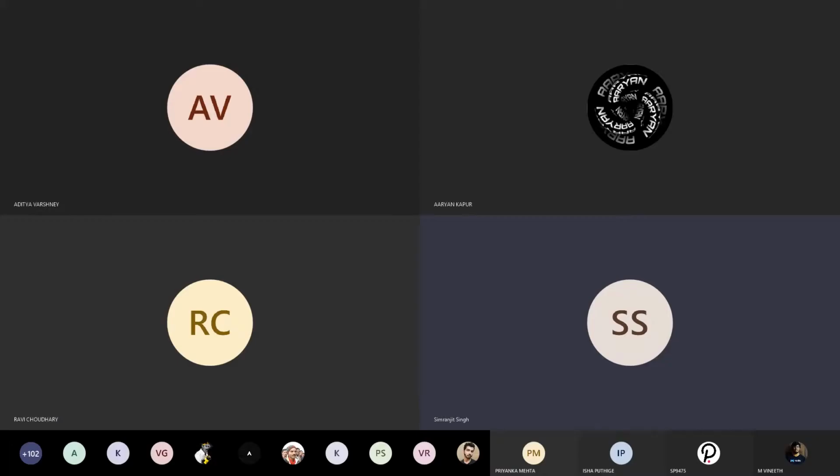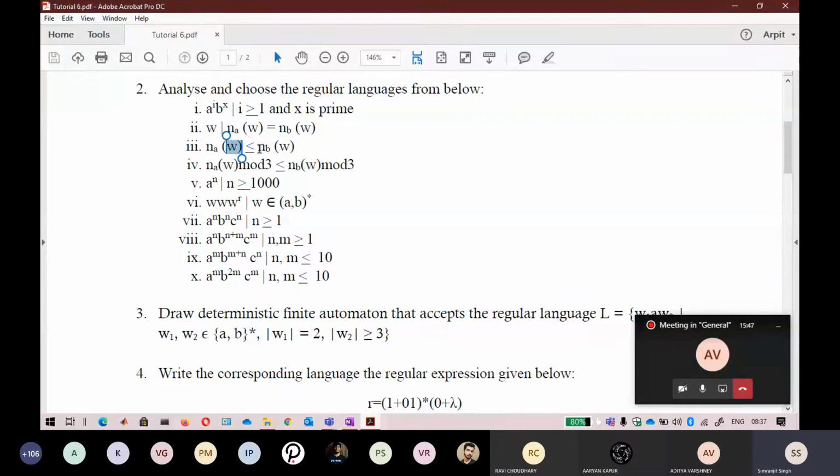So in that type of question, I have to remember how many A's there are in a string W. Then I have to check that the number of B's is less than the number of A's, only then can I accept a particular string. For that function, I need a memory. That is why I've said this question is not a regular language.